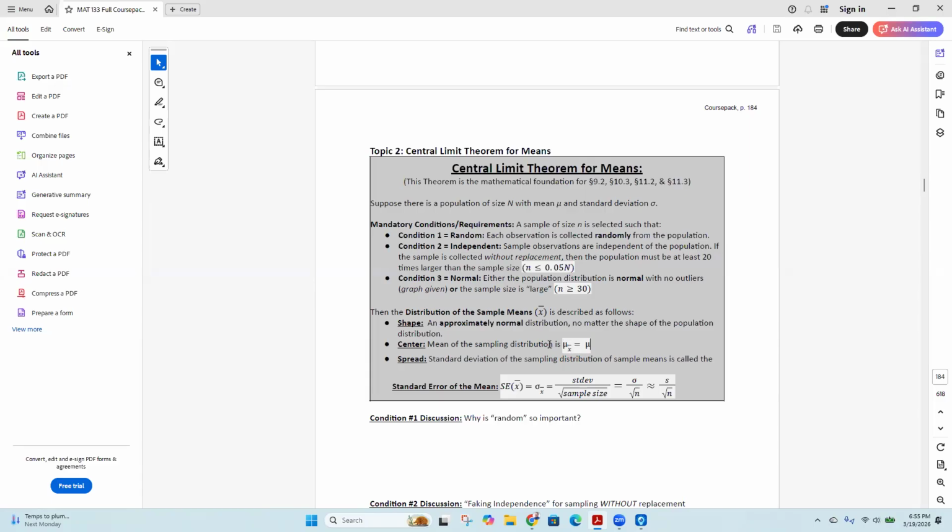Oh, go ahead, Amanda. I have a question because on our worksheets we did yesterday, we did the random, independent, and the normal, but we also did n times p times q greater than or equal to 10. We did, and we will be talking about that, but that's for proportions.